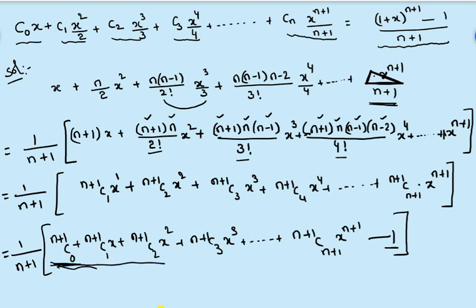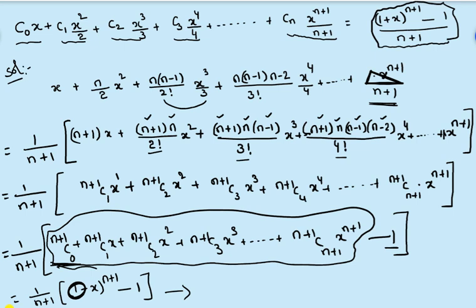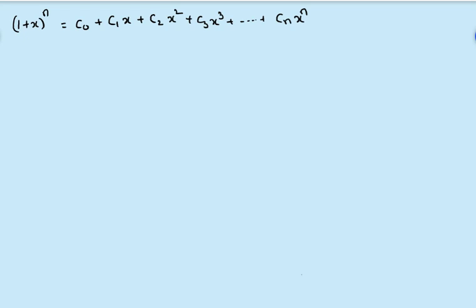Now this total expression, we can write as the expansion of 1 plus x whole to the power of n plus 1. That's why 1 by n plus 1 into 1 plus x whole to the power of n plus 1 minus 1. That is the reason we got this particular result: 1 plus x whole to the power of n plus 1 minus 1 divided by n plus 1. The same question which I discussed earlier, we can do in another way.